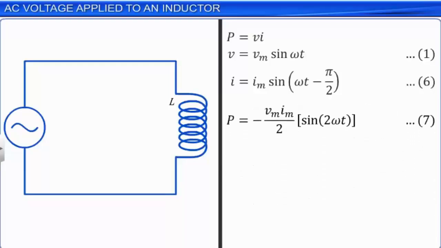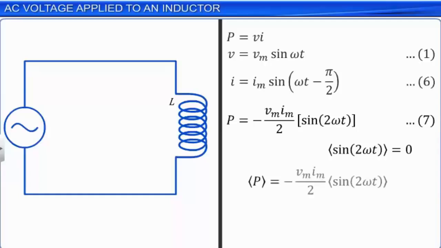As this is a time-dependent sinusoidal function, its average over one complete time period will be 0. The argument of the sine function for voltage is omega t, and for power is twice omega t. Hence, the time period for the power function is half the time period for voltage. Since the average value of sin 2 omega t over one complete cycle is 0, the power supplied to an inductor on average in an AC circuit over one complete cycle is 0.